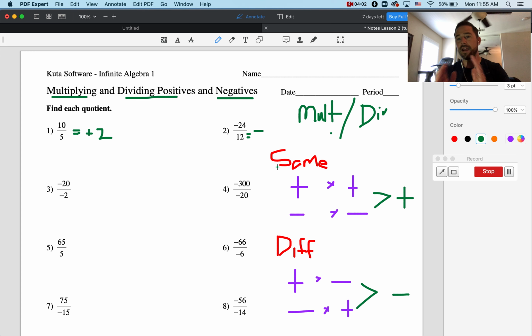Okay, I like to attack the signs first. Go ahead and get the signs out of the way. If you get the signs out of the way, then you're going to get the answer right. You're never going to forget it down the road. Do it in the beginning, you won't forget it down the road. So now we just look at the numbers.